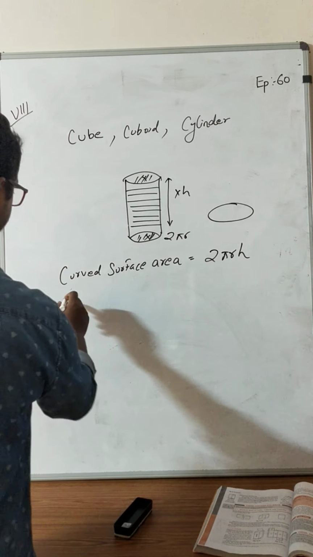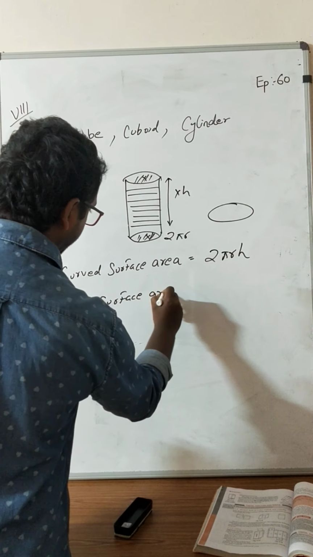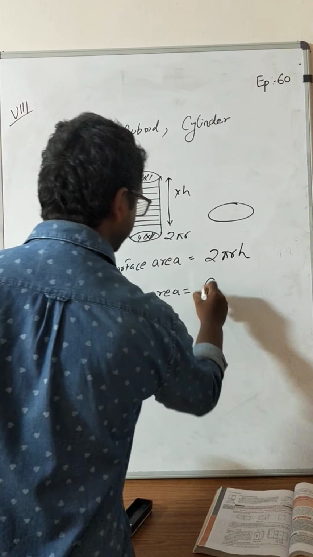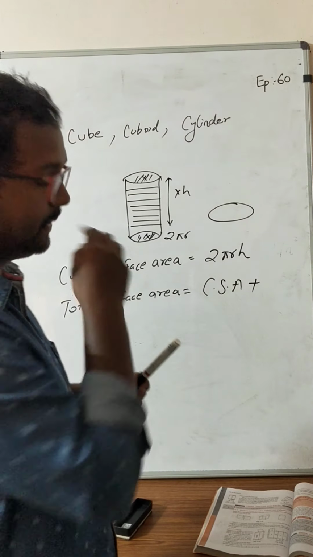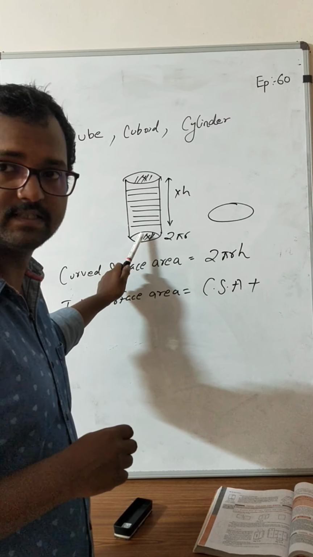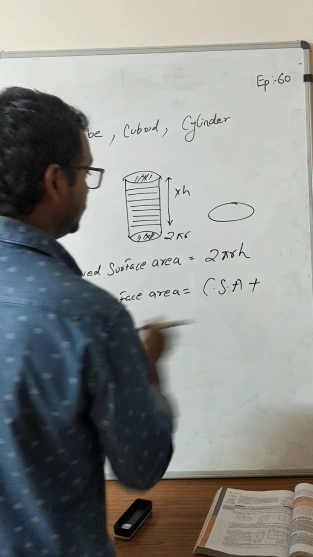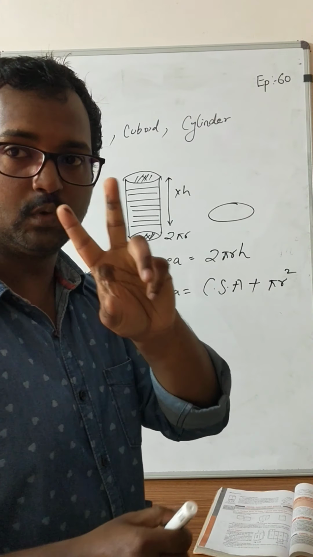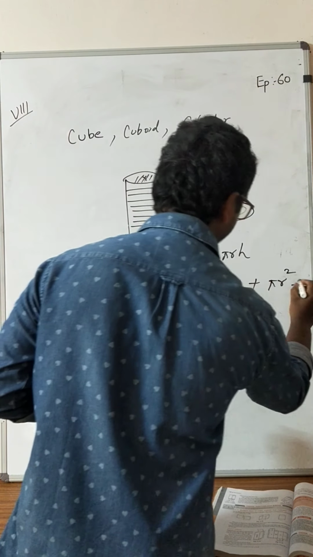Now look at the total surface area. Total surface area is nothing but the curved surface area, CSA, plus we have to include this area and this area also. This is nothing but a circle. What is the area of a circle? Area of a circle is pi r square. Do we have only one circle? No, we have two circles, one here and one here. So pi r square plus pi r square.